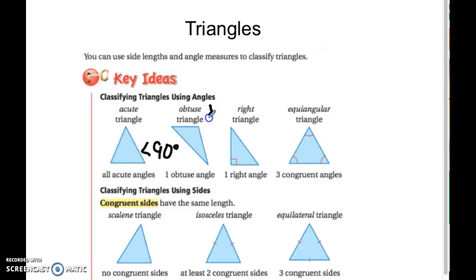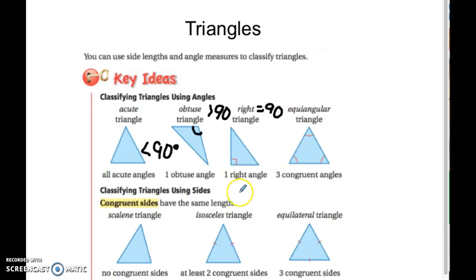Obtuse is greater than 90 degrees. So an obtuse triangle has one obtuse angle, which we can see right here, greater than 90. Right, we know, equals 90 degrees. So a right triangle has one right angle. We'll see that with the little red box in the corner. And equiangular triangles have 3 congruent angles. So we can say 1, 2, 3, all the same.